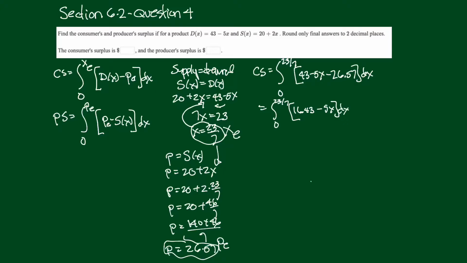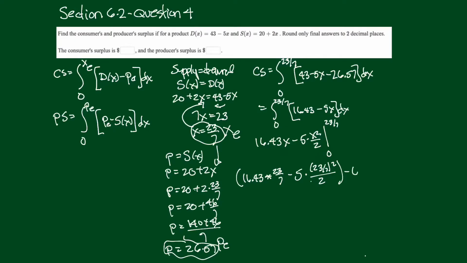Let's anti-differentiate. We'll get 16.43x minus 5 times x squared over 2, from 0 to 23 over 7. Let's put in the upper limit. We'll get 16.43 times 23 over 7 minus 5 times 23 over 7 squared all over 2, minus, and here it is again, 0 is our lower limit, but there's an x in each case, so we're just going to get minus 0.